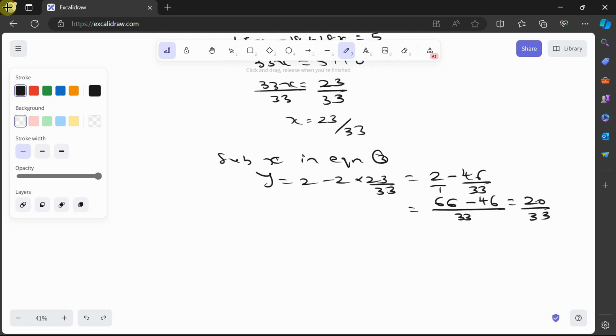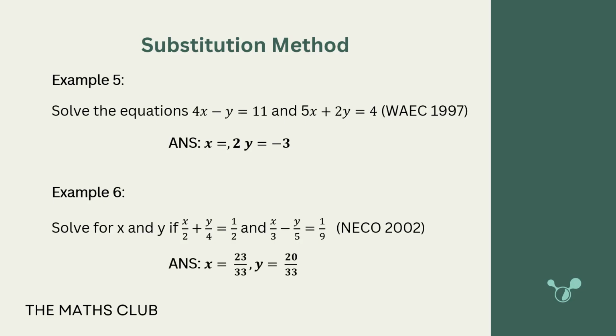So we can say therefore our x is equal to 23 over 33, and our y is equal to 20 over 33. So that's basically it. Let's see if you actually got it right. Great. So one thing that you need to know is that whenever I give you something like this, just try to multiply through by the LCM of the denominators, so that you are working with things like this, which is easier to process than things like this.